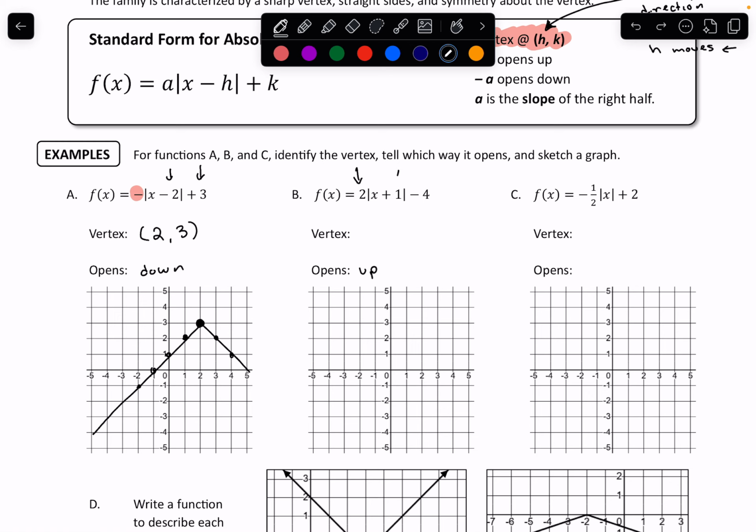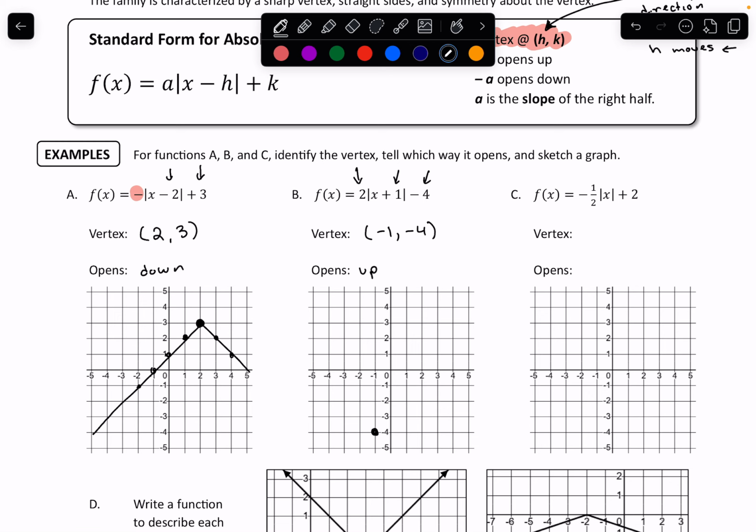Then I've got this plus 1 and negative 4, which means that my vertex is negative 1, negative 4. Okay, remember the one on the inside goes the opposite direction. The one on the outside stays the same. So my vertex is down 1, or sorry, to the left 1, down 4. So my vertex is right here.